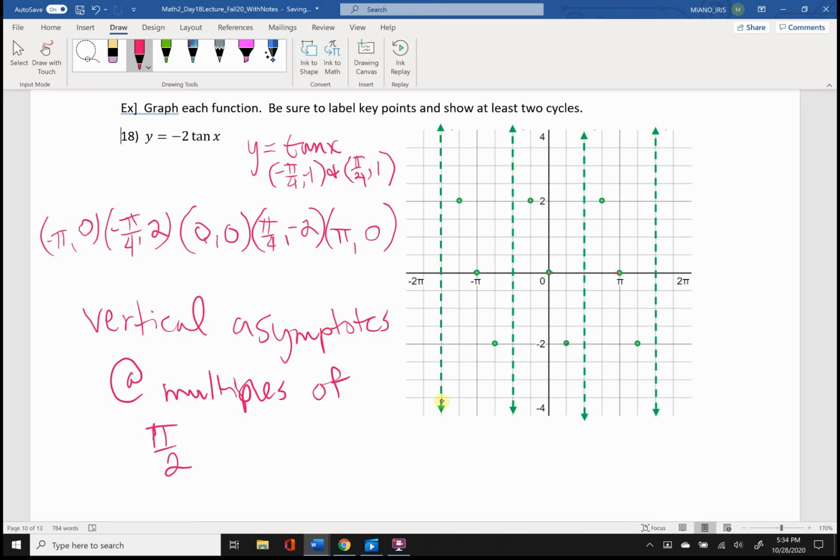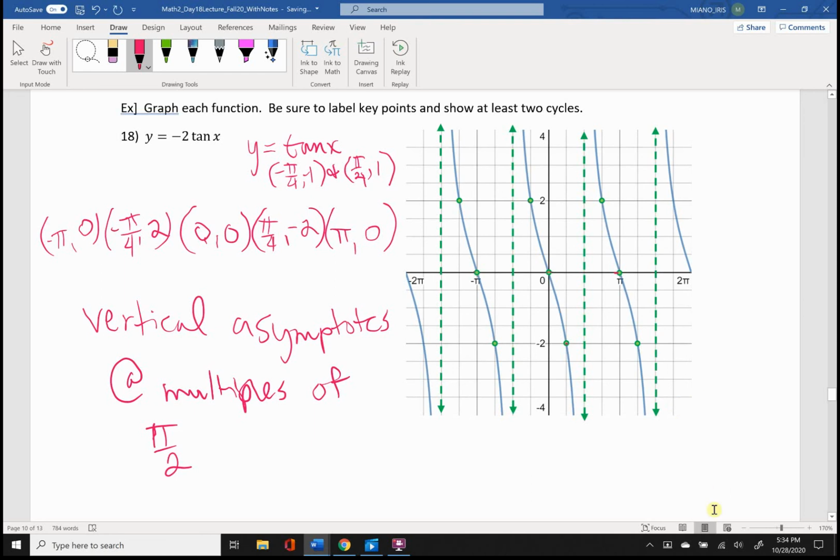And then I have a couple of extra points within each other set of asymptotes where I know that they will be in the relative position according to the pattern that's already been established. So then I can go ahead and draw my curves that go through those points, and I have in blue my tangent, a negative 2 tangent x. Okay, cool. So a lot of assumptions are being made about the positions of certain points in here, so you really need to get to know the parent function of tangent x and then make adjustments accordingly.